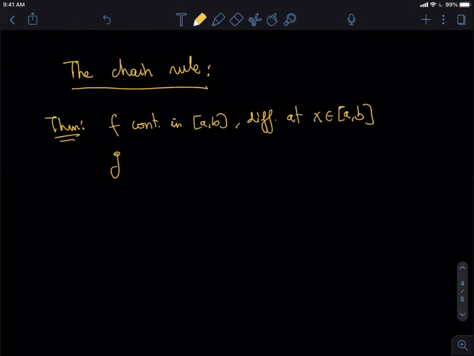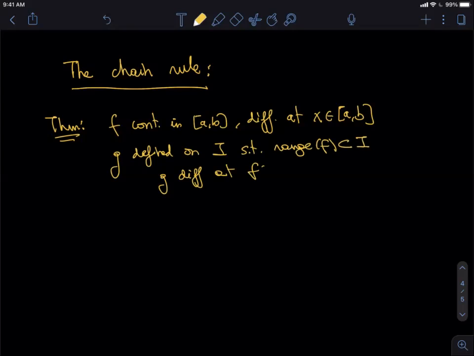Or let's say that G is defined on some interval I such that the range of F is contained in I. We will also require that G is differentiable at f of x.